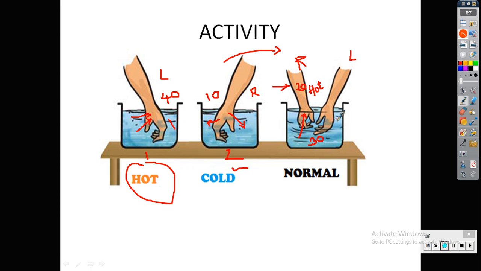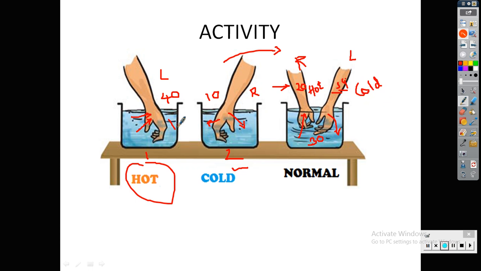In the left hand, what is happening? The left hand was put in 40 degrees, so your hand temperature is about 39 degrees. When you put it in the 30 degree water, your hand has the higher temperature, so the heat goes out from your hand. That's why in this left hand you feel cold.